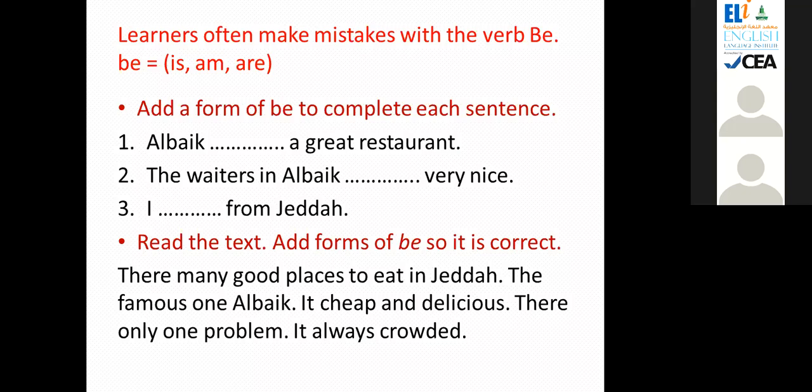So this is how we use the verb to be as an independent and the main verb of a sentence. I want you to read this little text and add the form of be. So here, the verb to be is missing. So just have a look.